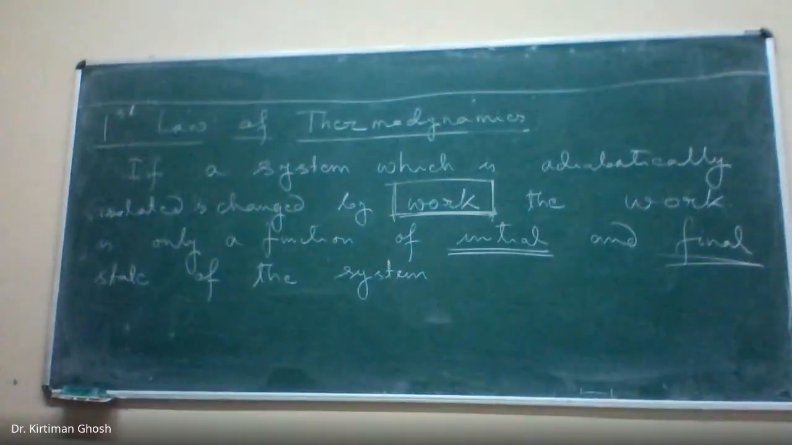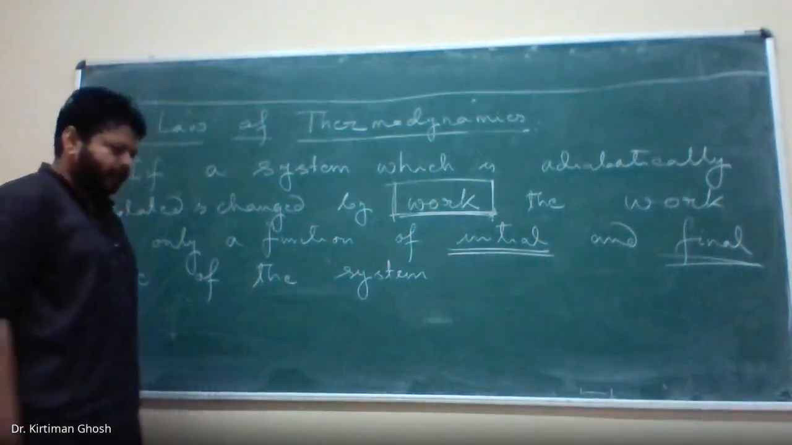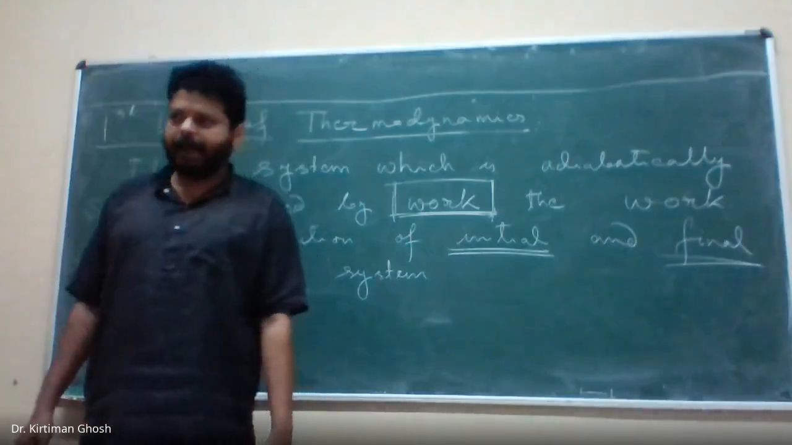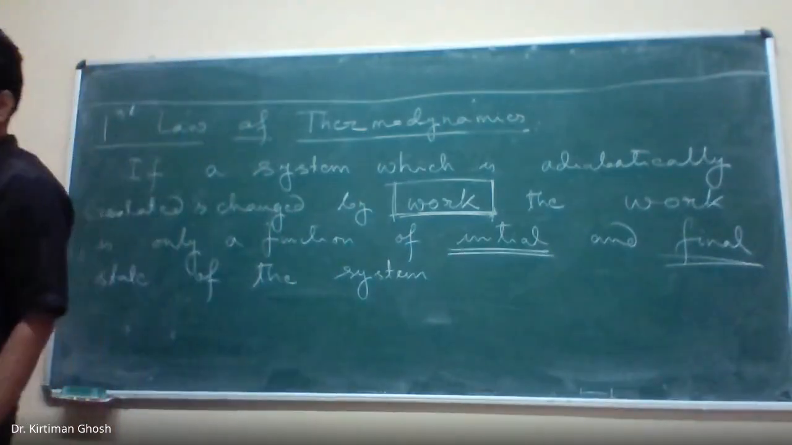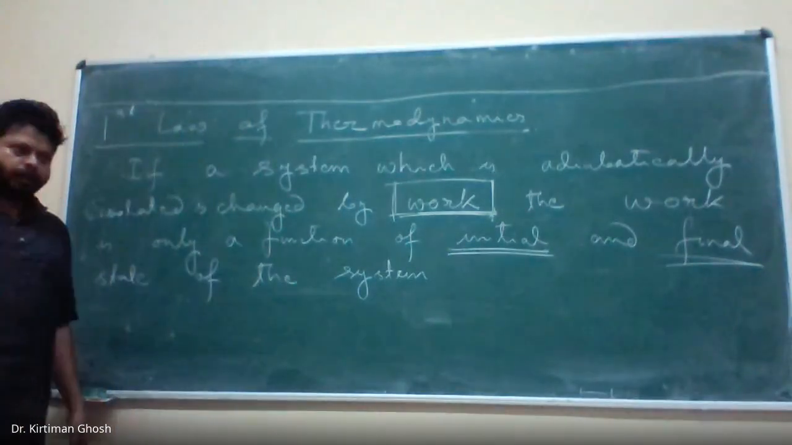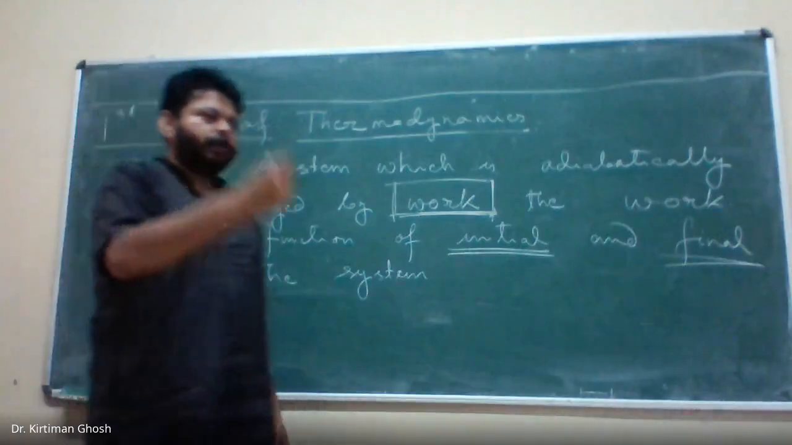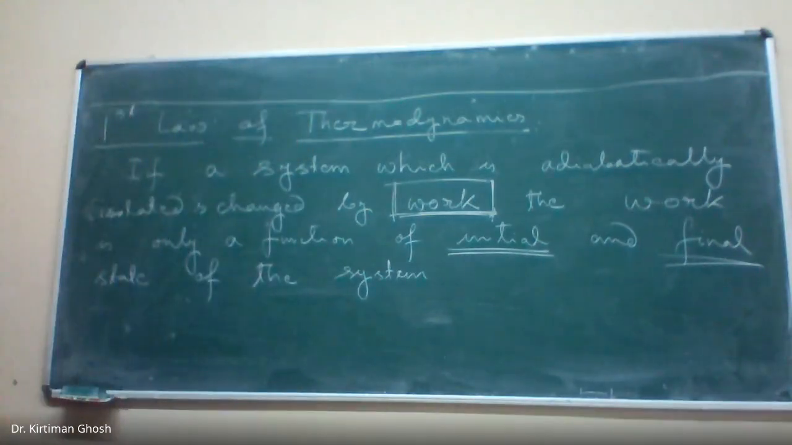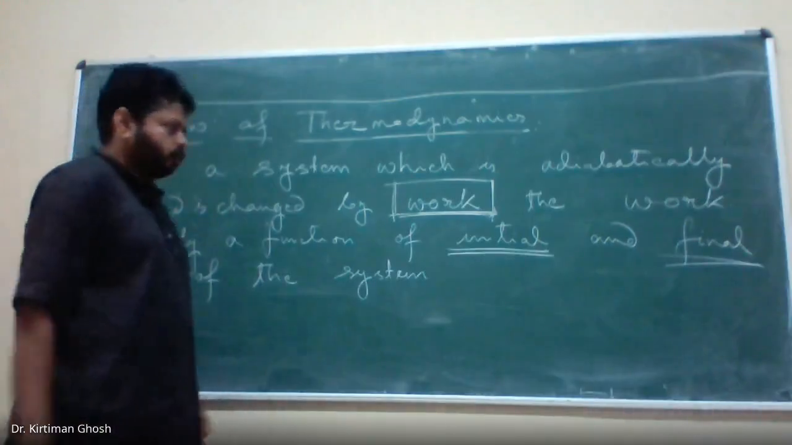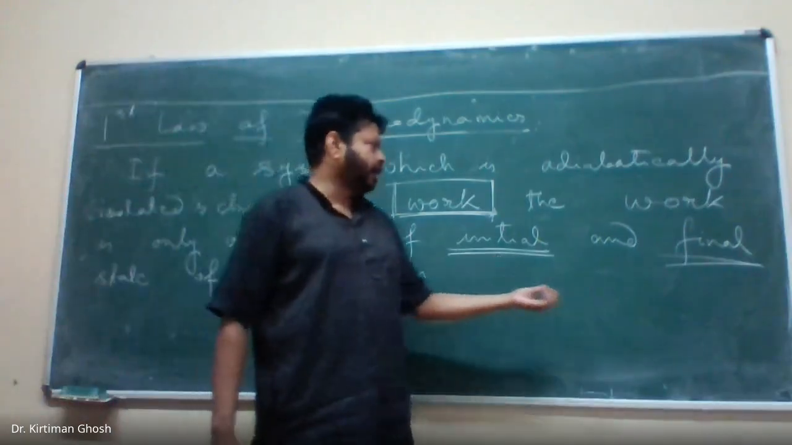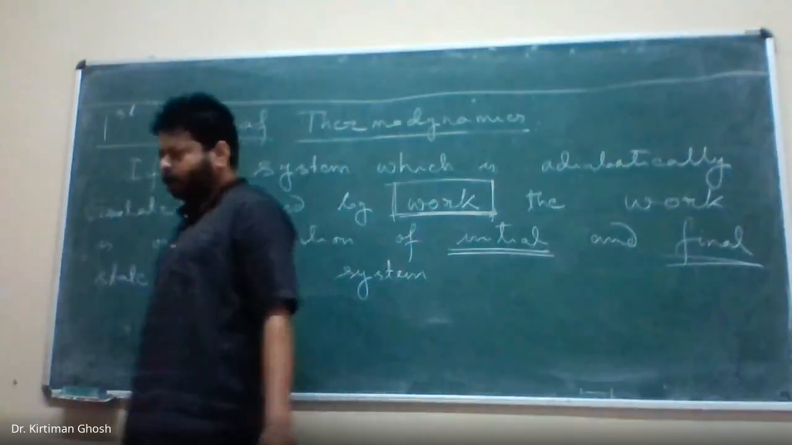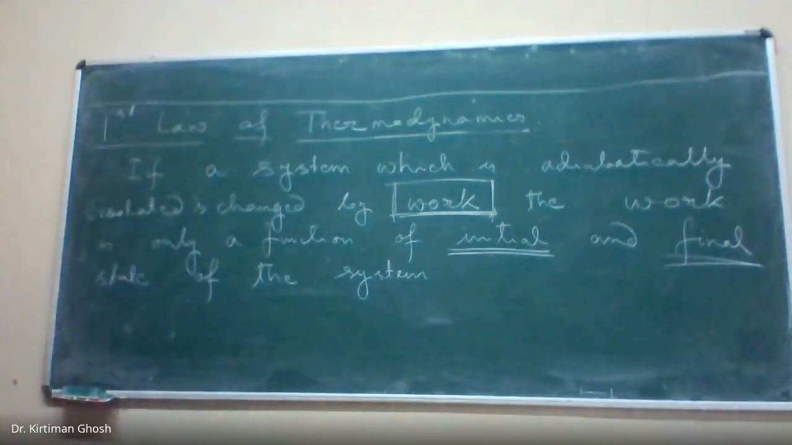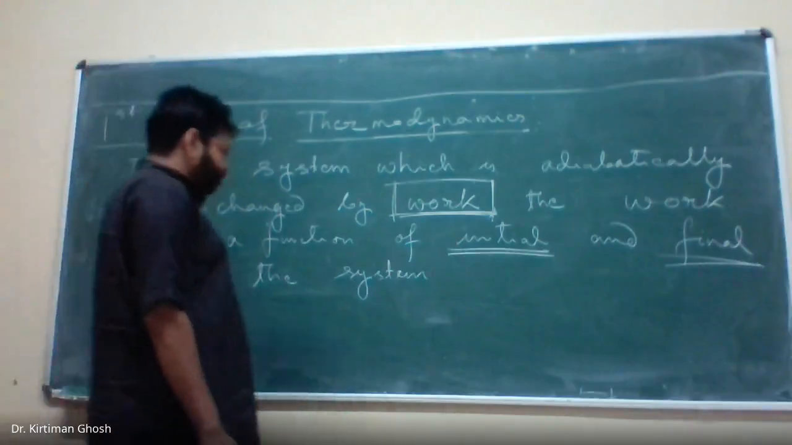So if you know that a system is adiabatically isolated from the surroundings and it goes from an initial state to a final state, then if you know the initial state and the final state, you know the amount of work done on the system or by the system. So from the knowledge of initial and final state, you know the work done on or by the system. This is the statement of the first law of thermodynamics.